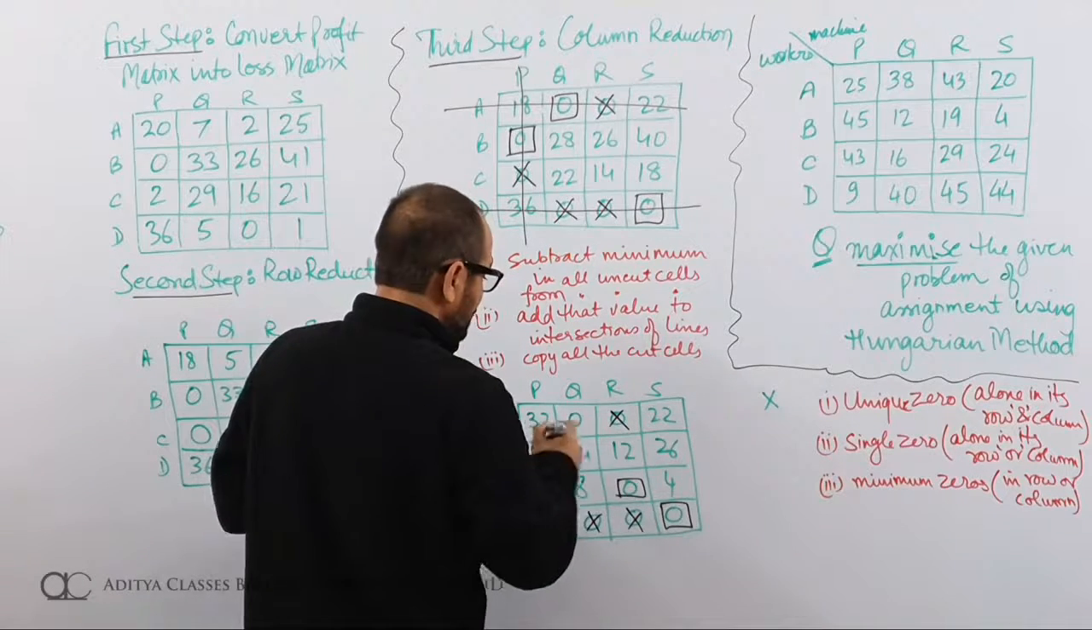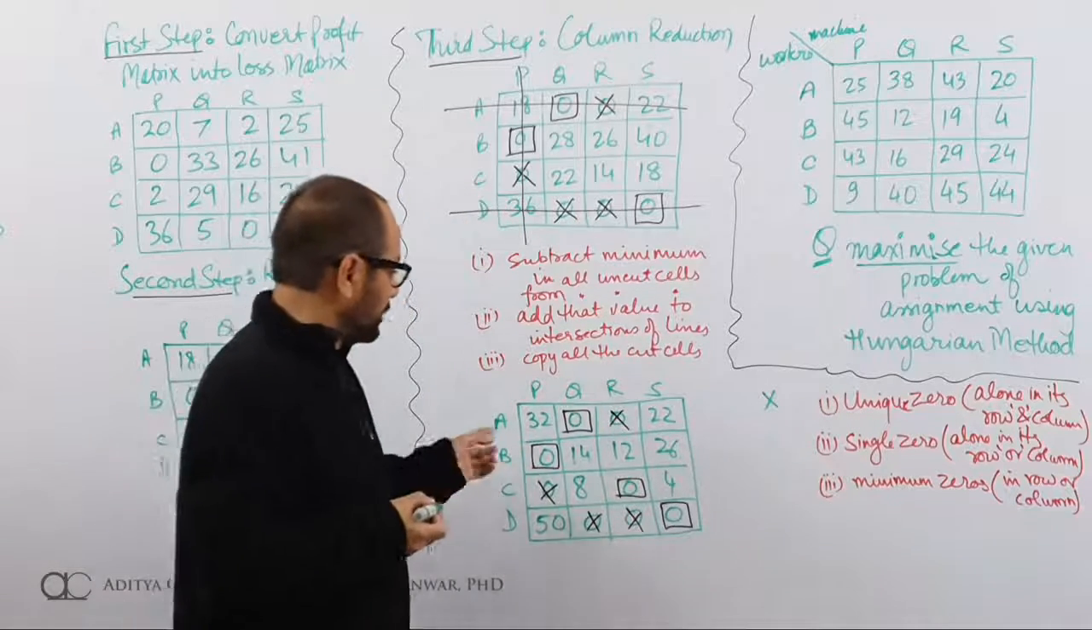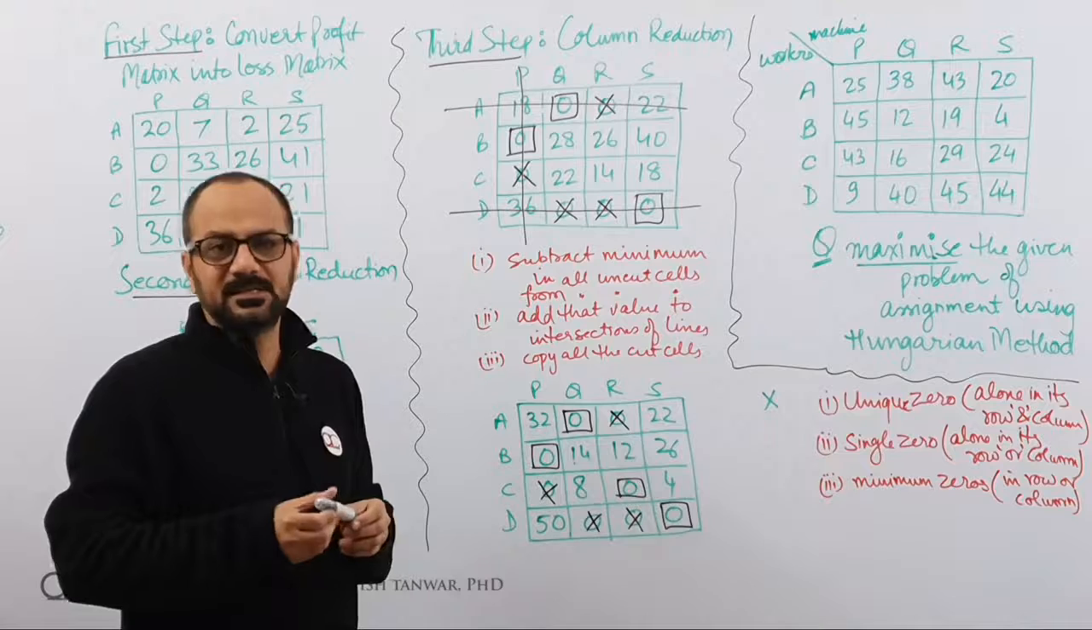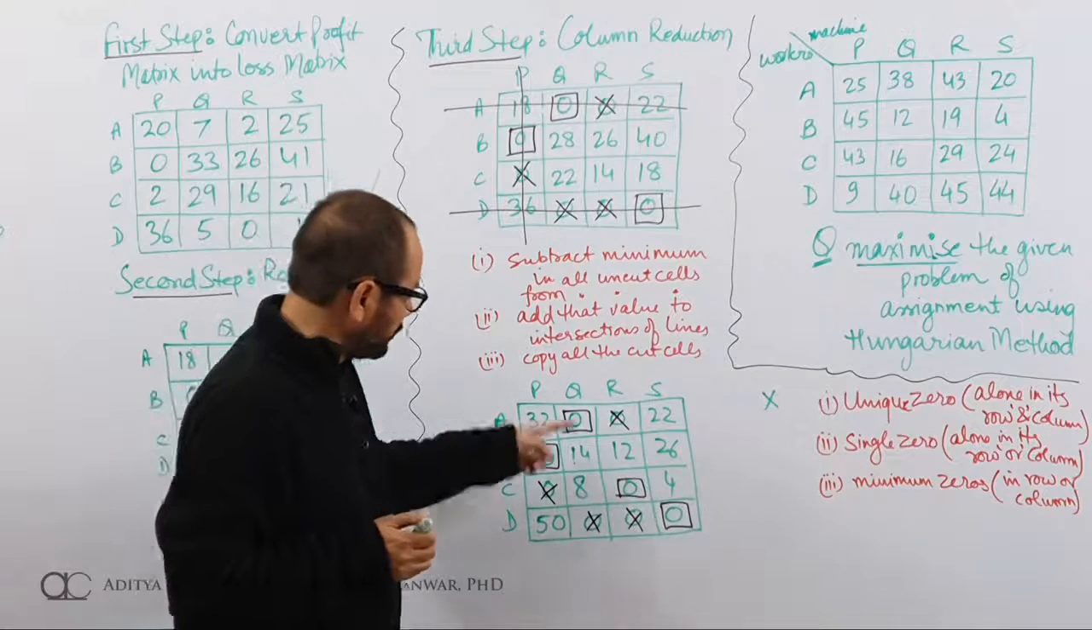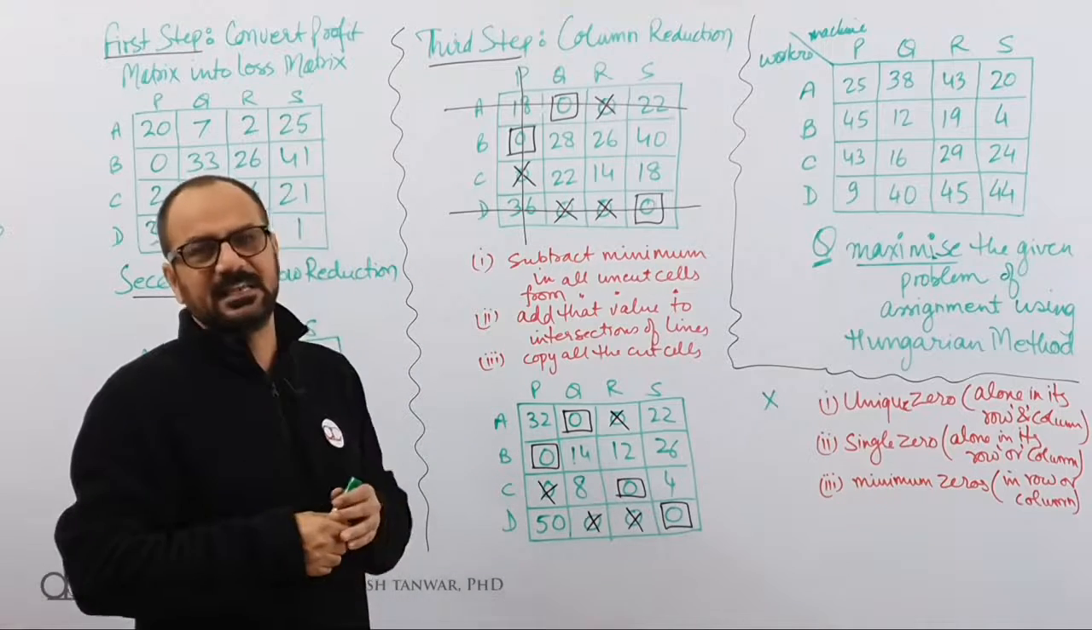First row, single zero. This time it is a single zero. In fact, it is a unique zero. Nobody in its row, nobody in its column is a zero. Now I have 1, 2, 3 and 4 assignments. So this is my final assignment.